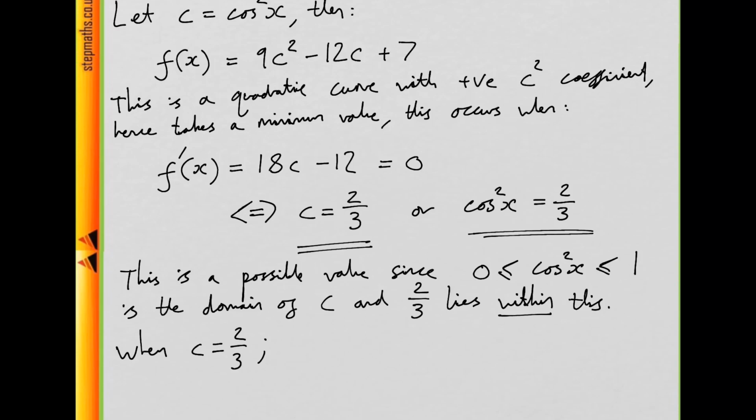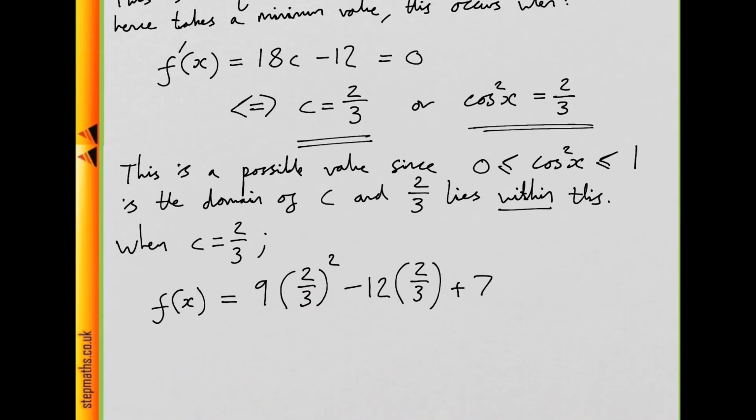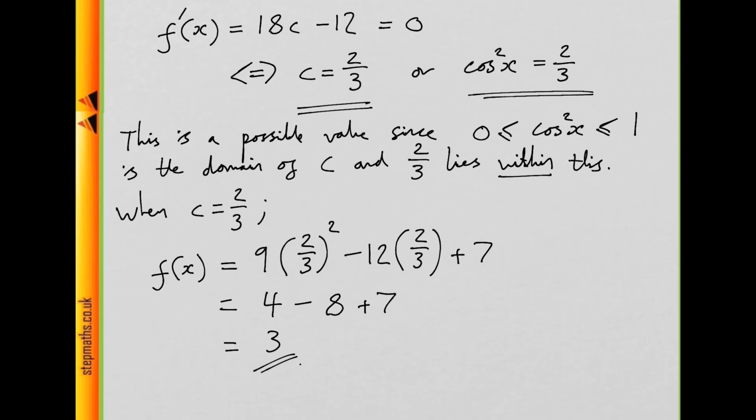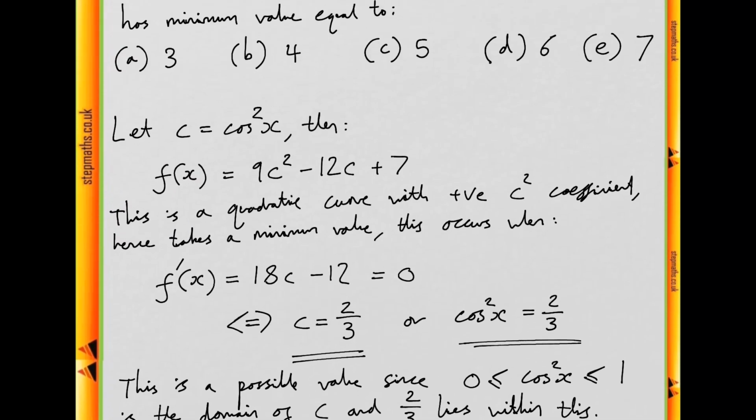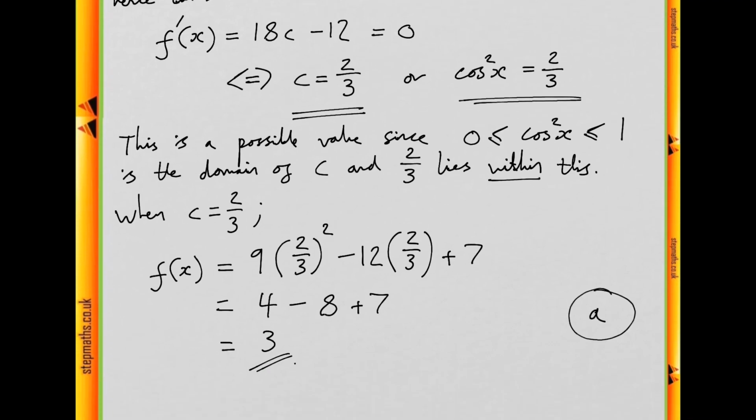Let's substitute this value back into f. And what do we get? Well, it was 9c squared minus 12c plus 7. So working this out, I've got 9 lots of 4 over 9, which is 4, minus 12 times 2/3, which is minus 8, plus 7, which just turns out to be 3. So I can actually conclude, if I look back up at the options, 3 is the smallest. So I actually know the answer is already A. So we can conclude the answer is A.